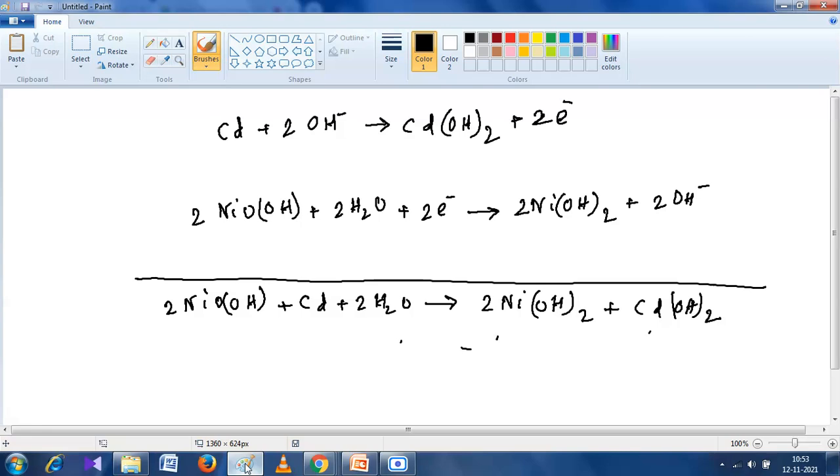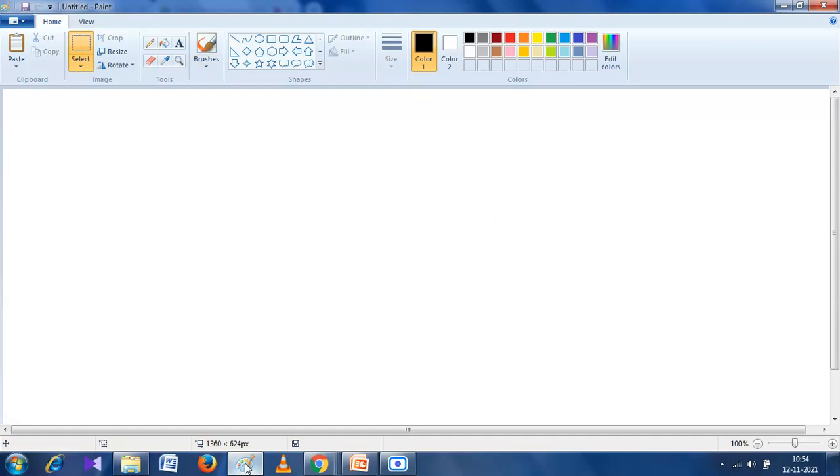Since cadmium is a toxic material, we prefer the nickel metal hydride battery. We replace the cadmium plate with a metal alloy which can absorb hydrogen easily. By this we manufacture the nickel metal hydride battery.